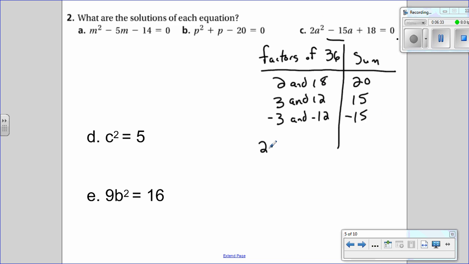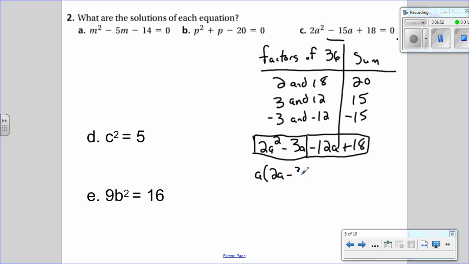Okay. Then we rewrite this: 2a squared minus 3a minus 12a plus 18. I'm just rewriting this. Box these off. Looking for GCF, I have a, so that's 2a minus 3. Here I'm going to, let's say, take out a -6. That is positive 2a. That is -3. And so our factors are 2a minus 3 and a minus 6.